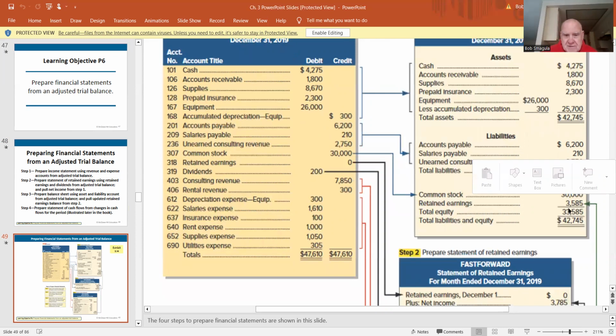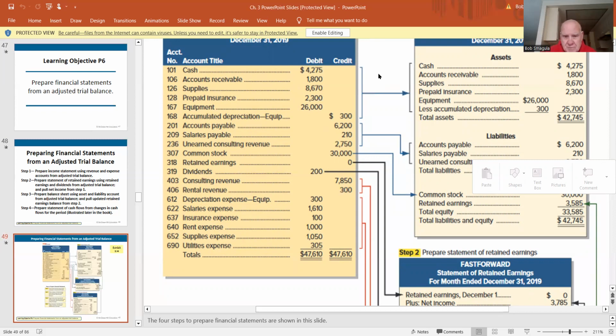You see that lovely black line there next to the 200? They're doing what I tell all my students to do. When you take this adjusted trial balance, draw a line above your first revenue number. That way you know everything below this line is your income statement. Everything above that line is your balance sheet. So that should be a pretty good tip.